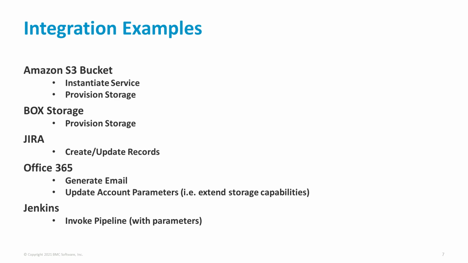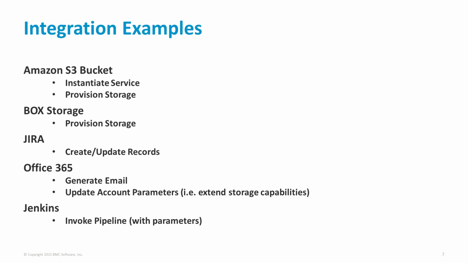Integration examples. One of the most common things that we hear is, what can I do with REST? Here are some examples of things that you can do with a REST integration to provide better capabilities within your system. So within the Amazon S3 bucket, you can instantiate a service. Provision storage. Within Box, you can provision storage. Within Jira, you can create or update records or get records. You can get details out of Jira.